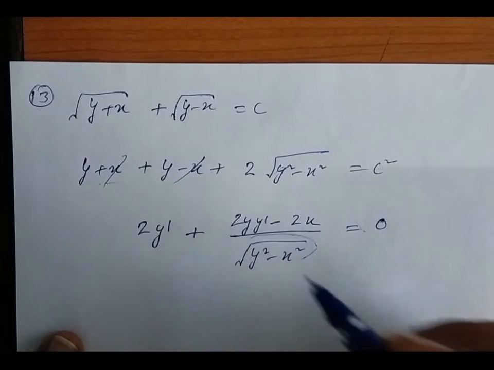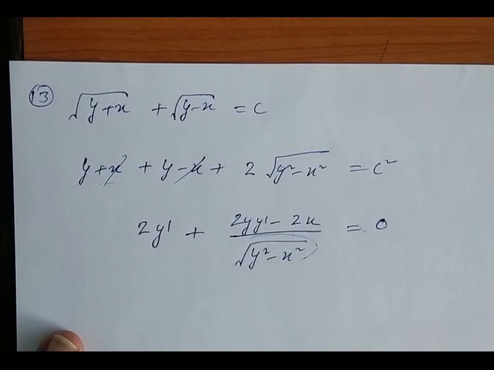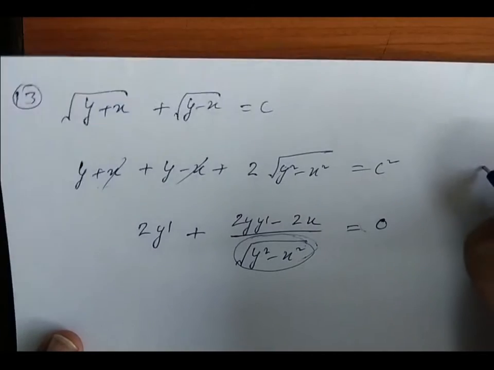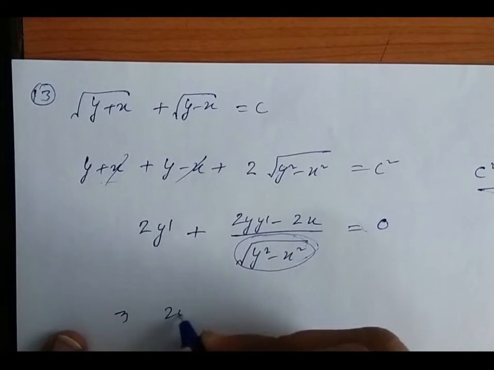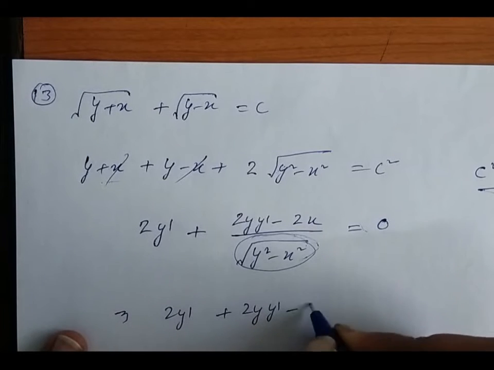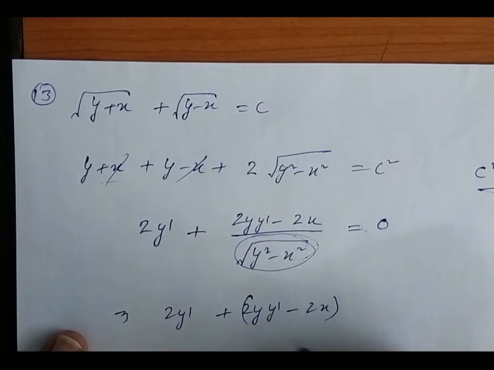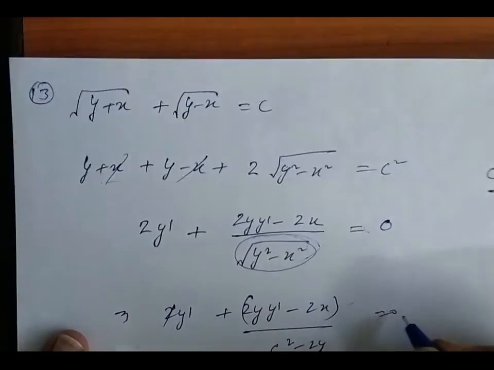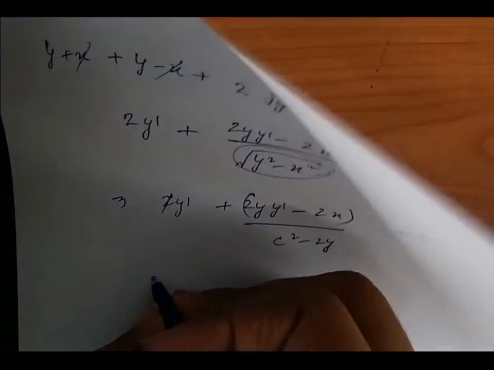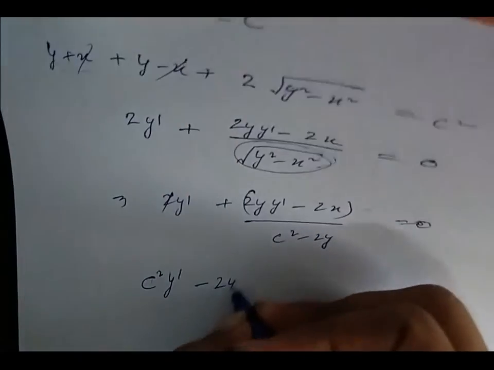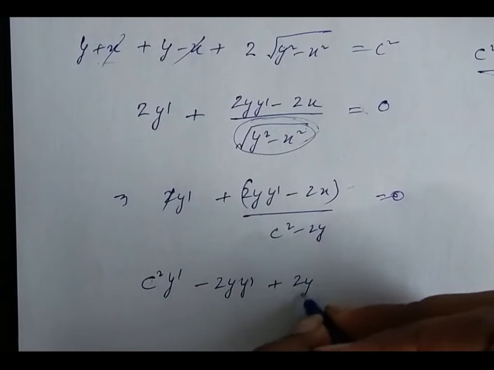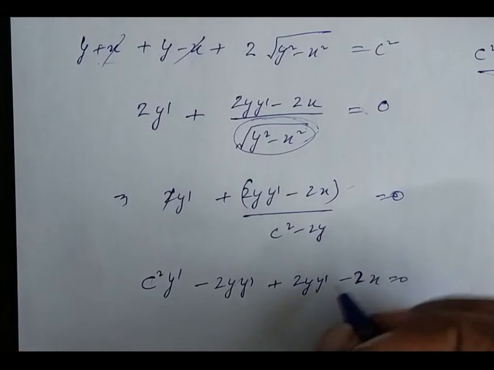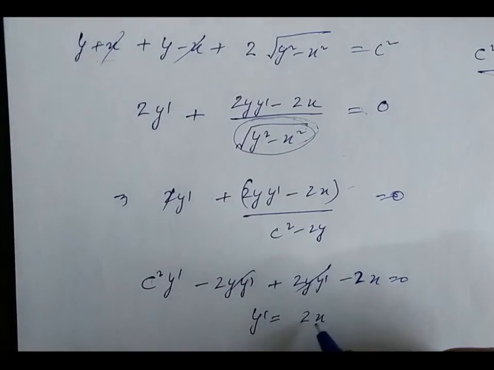And value of this, okay, so value of this would be c square minus 2y upon 2. Put this value over here. So 2y dash plus 2y y dash minus 2x upon c square minus 2y into 2. So cancel this 2 instead. So let's multiply c square y dash minus 2y y dash plus 2y y dash minus 2x is equal to 0, and hence y dash is equal to 2x upon c square.